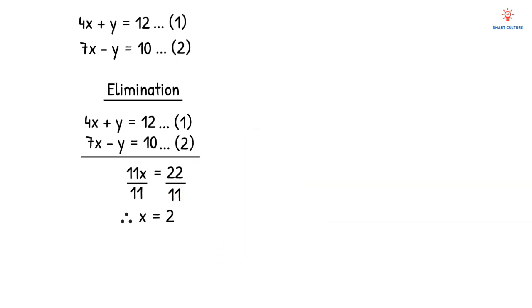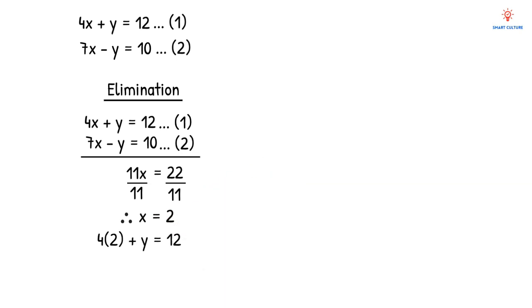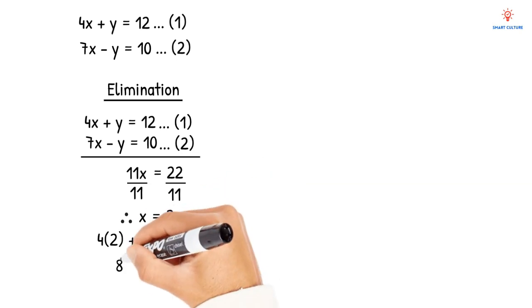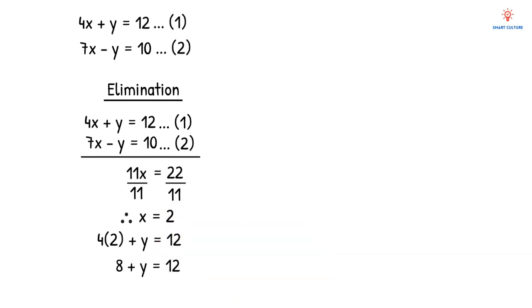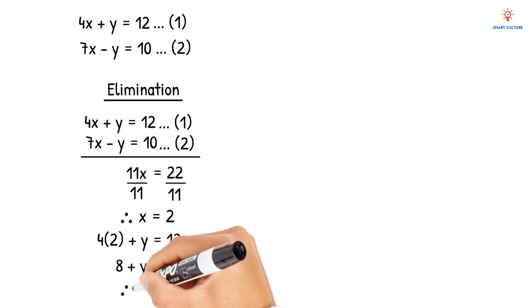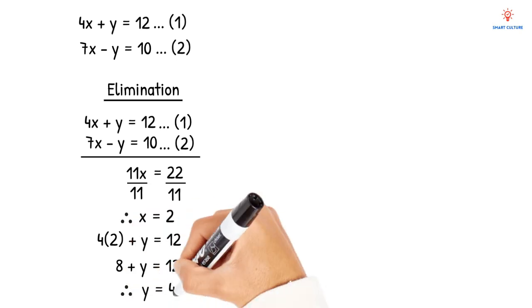Now that we have the value for x, we can determine the value for y. So what we'll do is we'll substitute this value of x into the first equation. Then we have 4 multiplied by 2 plus y is equal to 12. Now 4 multiplied by 2 is equal to 8. And then we take the 8 over to the other side because we want to isolate y. We want to solve for y. 12 minus 8 is equal to 4. So that means y is equal to 4.